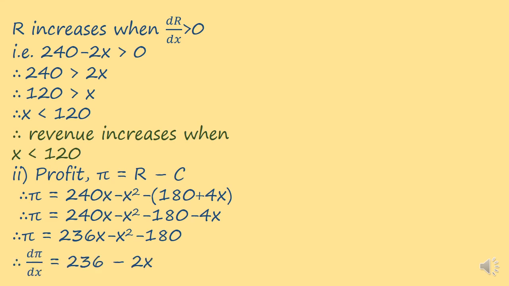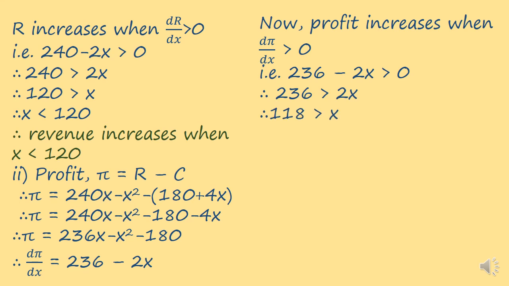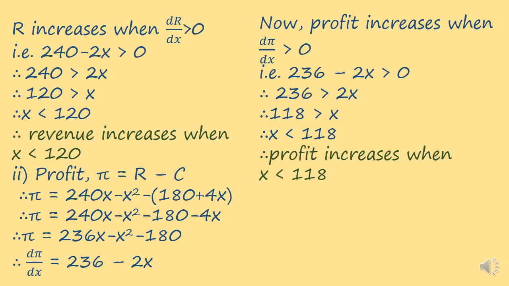Now we have to find when the profit is increasing. So we find the derivative of profit with respect to x, that is d pi by dx. Then profit increases when d pi by dx is positive. That means this function should be positive, and therefore we get 118 greater than x, or x less than 118. So for this many items, the profit increases.